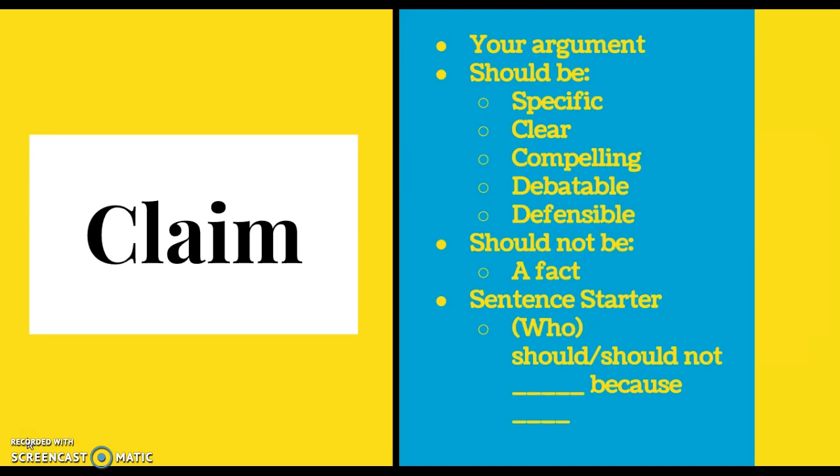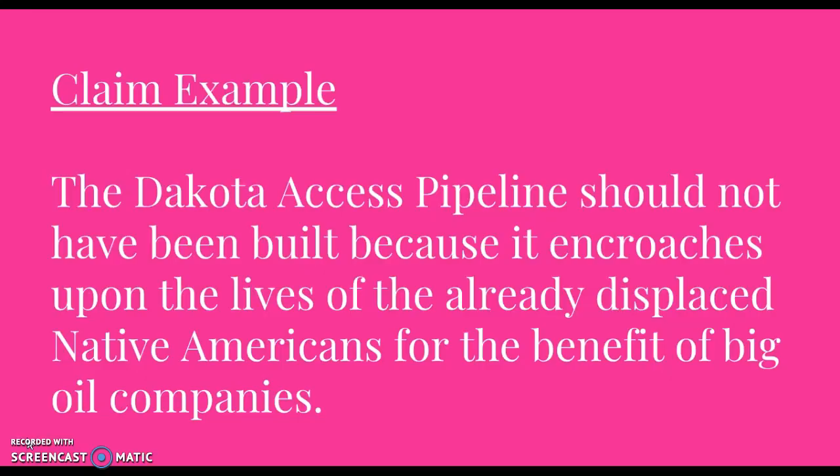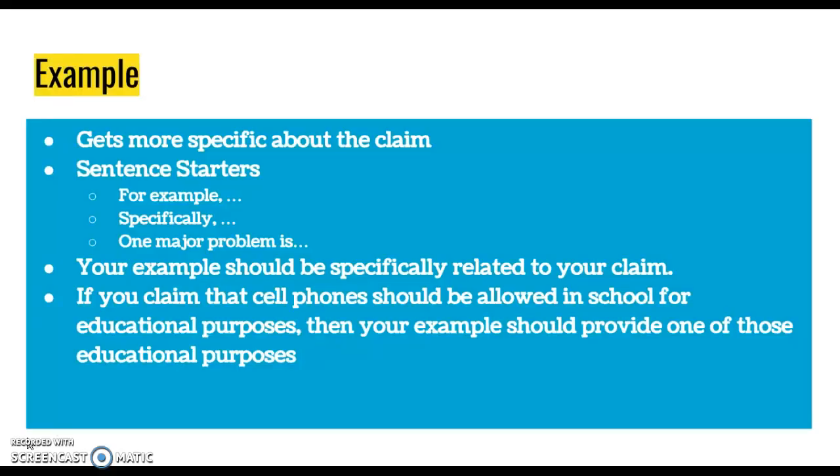And an easy sentence starter to use for your claim is "who should or should not blank because blank." So here's an example of that about the Dakota Access Pipeline. So mine says, the Dakota Access Pipeline should not have been built because it encroaches upon the lives of the already displaced Native Americans for the benefit of big oil companies. So that tells me the rest of that paragraph is going to focus on how it hurts the Native Americans and it benefits big oil companies. And I'm tying that to the government's role in it.